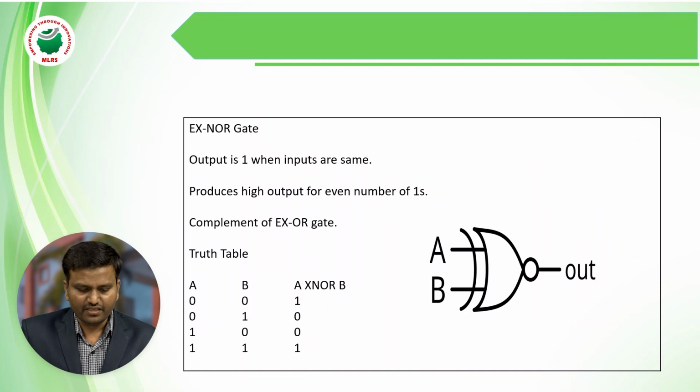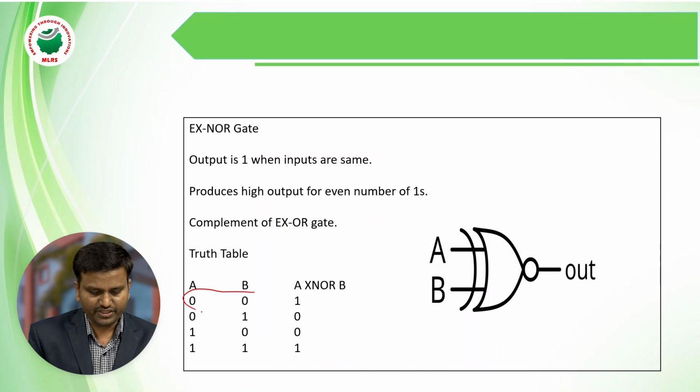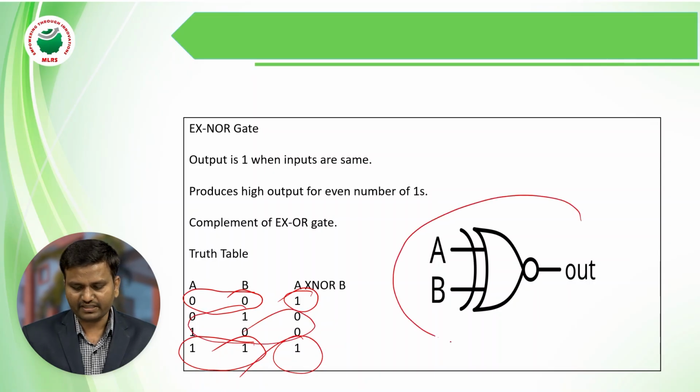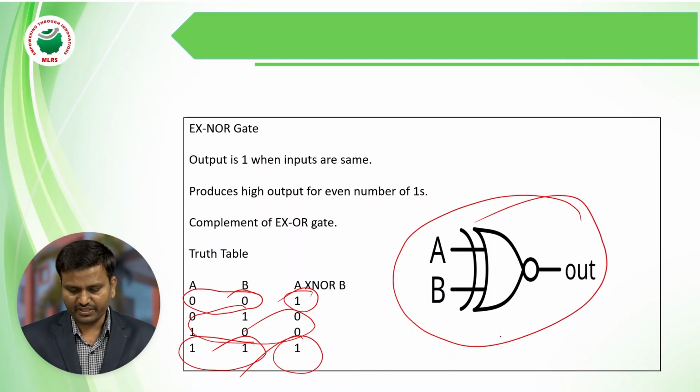And the XNOR gate: output is 1 when inputs are the same. When the inputs are the same, it will become 1. See here, A is 0 and B is 0, the output came 1, and last we can observe this, A is 1 and B is 1, the output is 1. So the remaining states are zeros. The gate will be represented as here. The XNOR gate will be represented as here.